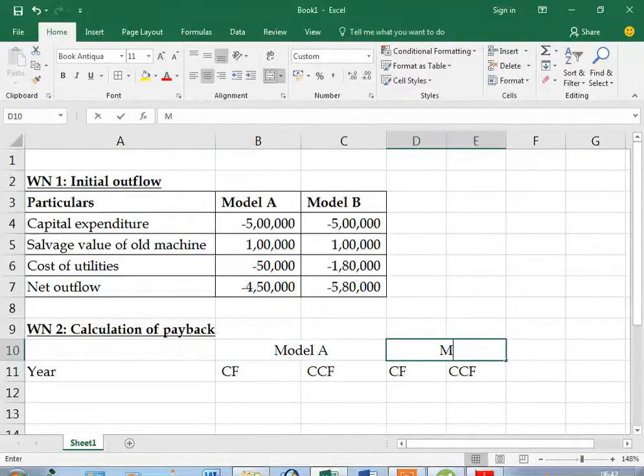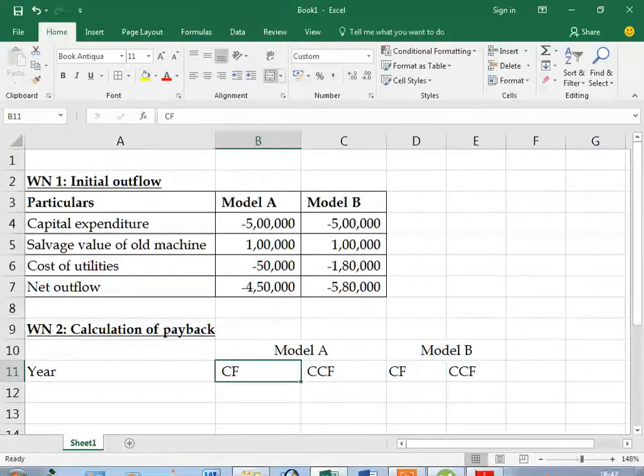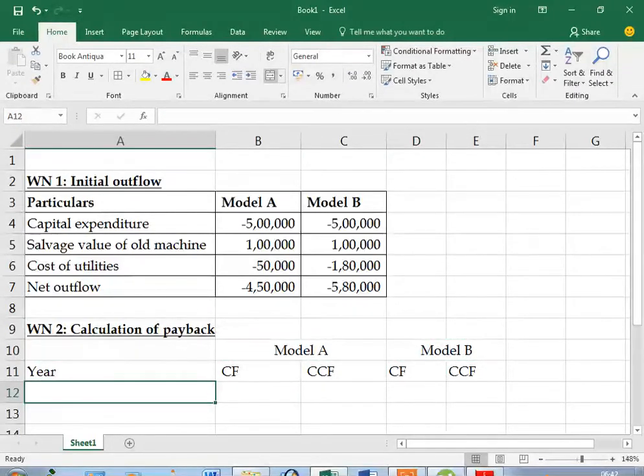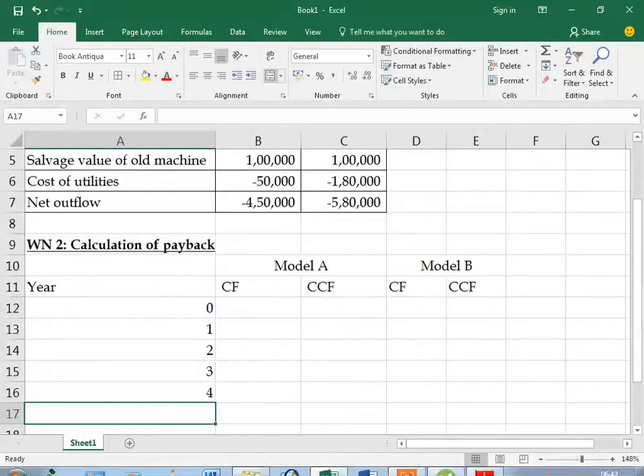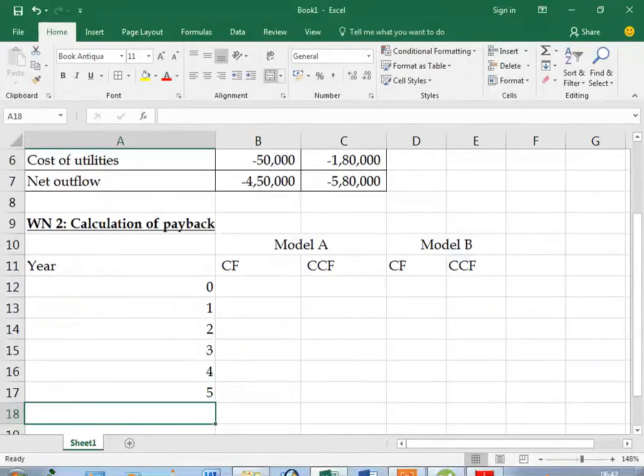And that is for model B. I'll take you through model A, listen for some time. My cash flows calculation will always start with year 0. So year 0, 1, 2, 3, 4, 5. 5 years of cash flows I'll have to write.